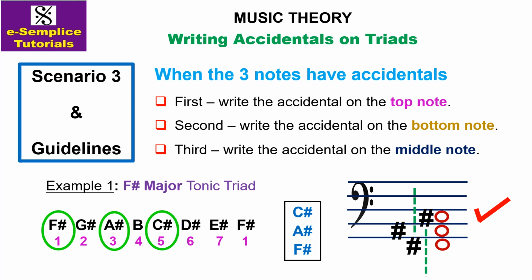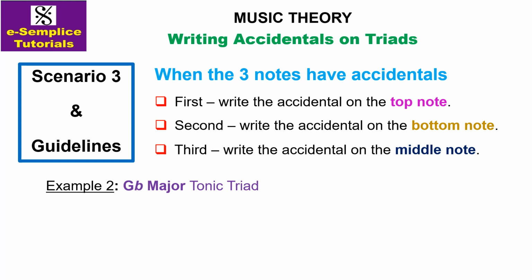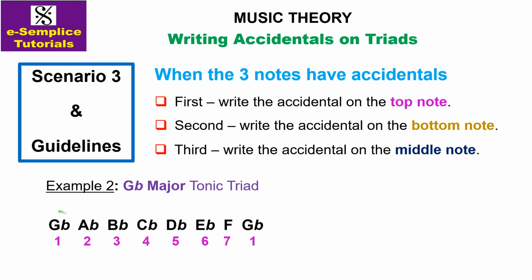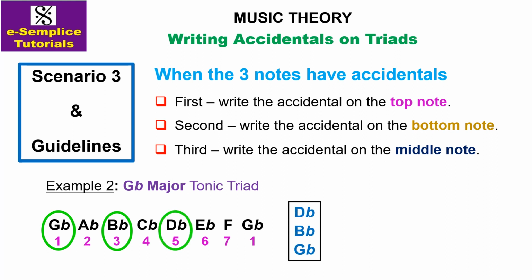Top note first, bottom note, middle note. Let's take another example. Looking at G flat major tonic triad, as usual, the tonic, the third, the fifth, stack. You can see the three notes have accidentals.